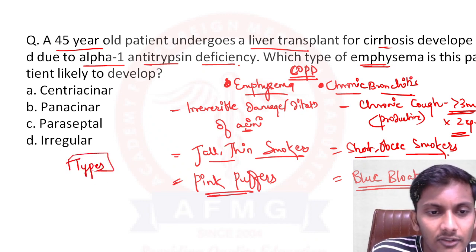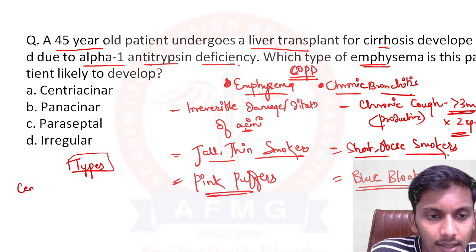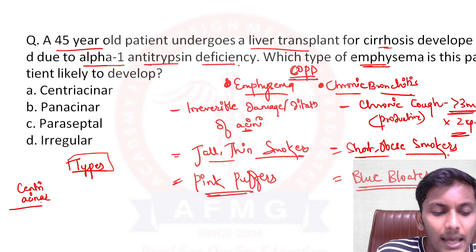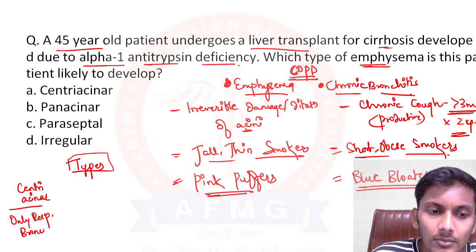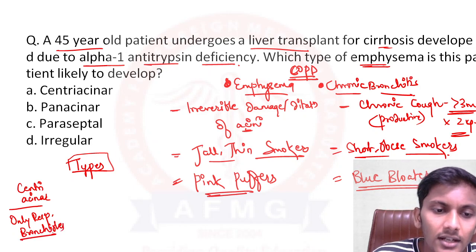There are different types of emphysema. The important ones, let's discuss. First is your Centriacinar emphysema. What happens in Centriacinar emphysema? Only the respiratory bronchioles are affected.